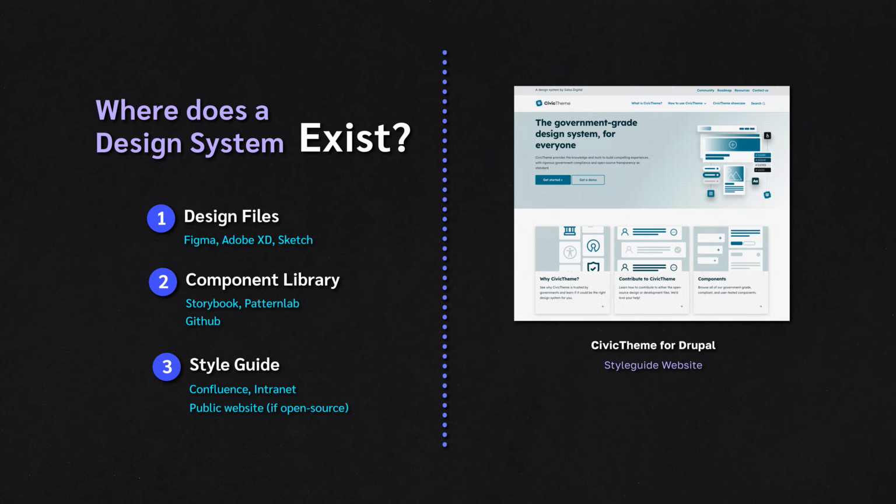Number 3, in a style guide, which is documentation about the design system that might exist in an intranet wiki like Confluence, or if the system is open source, which means anyone can use it, the style guide might be on a public-facing website.